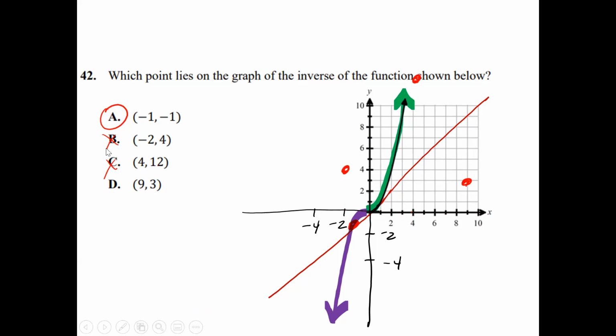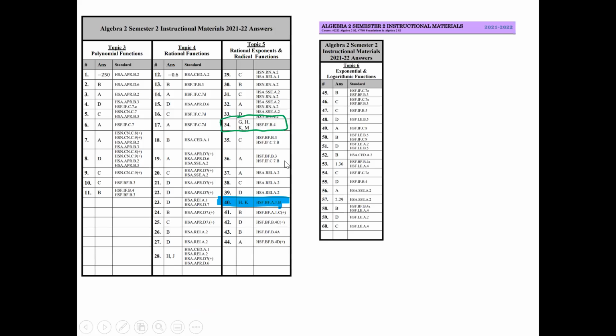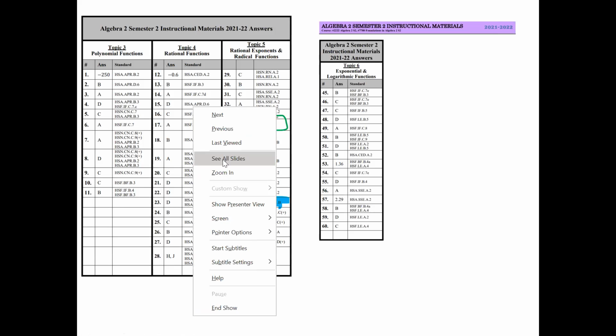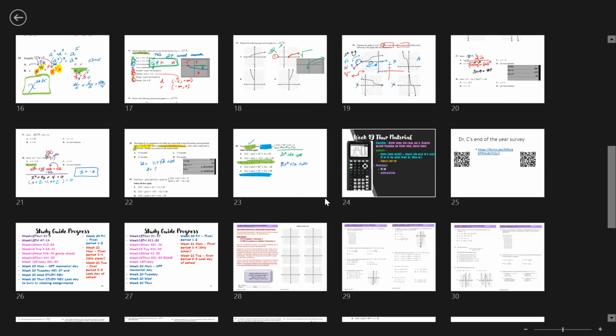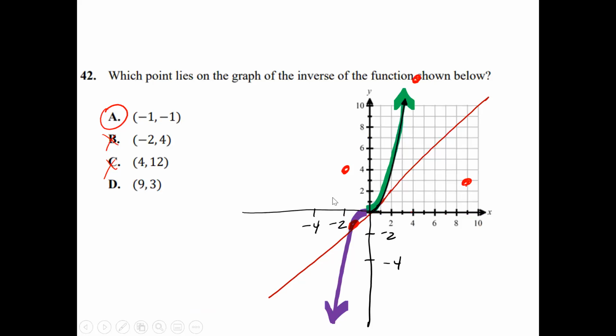So my bet is on A, but just to make sure this is correct, let's take a look at the answer for number 42. Actually, no, the answer is D. So let's go back and see where we went wrong with this. D is 9, 3. Oh, you know what? My bad.